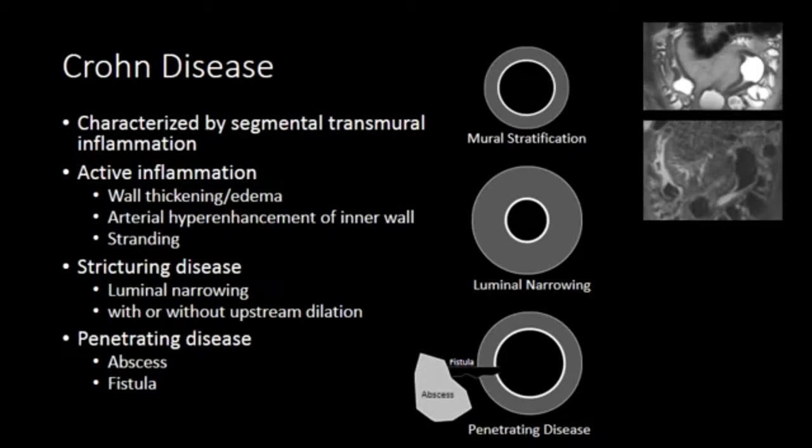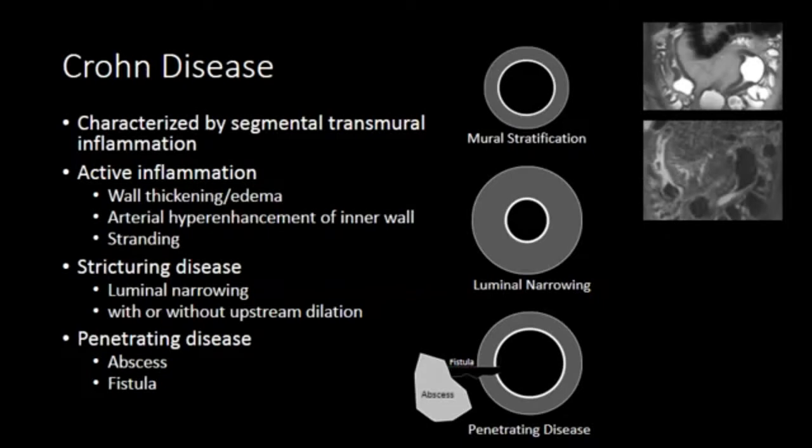You will often have stranding associated with active inflammation. So when you see mural stratification, luminal narrowing, inner wall hyperenhancement, mesenteric stranding, those are the cornerstones of active inflammation. And that's what we need to be calling the findings of Crohn's disease when they come together like that. Active inflammation is often treated medically as opposed to surgically.